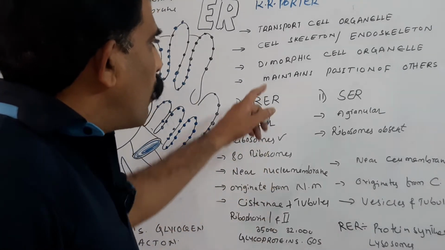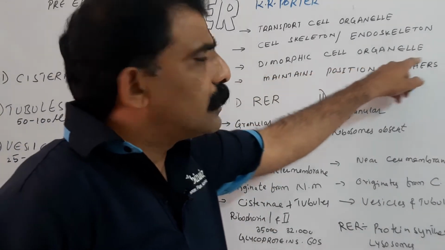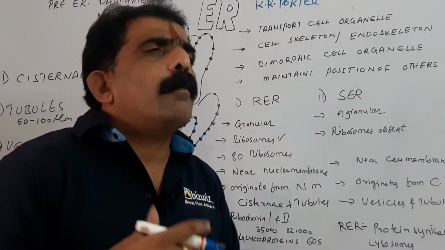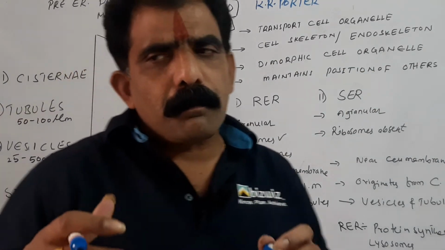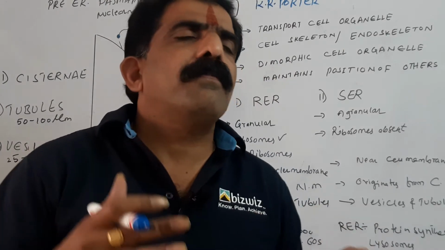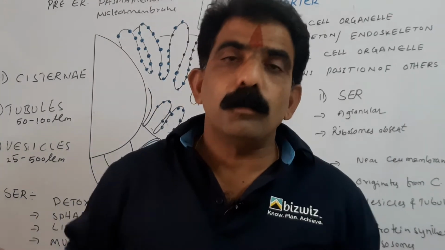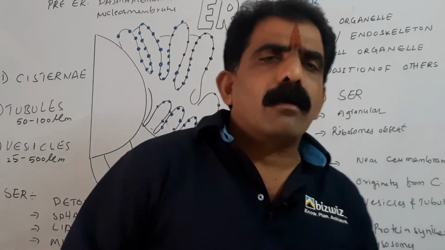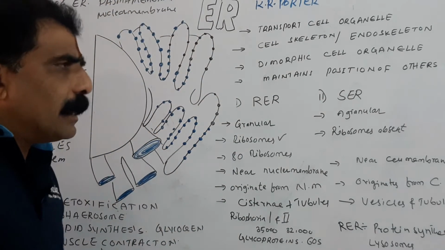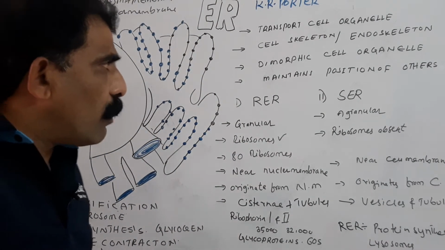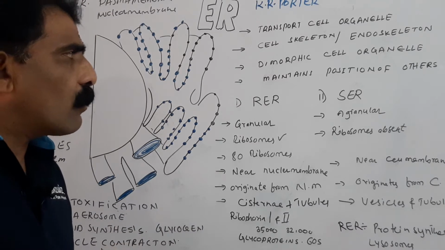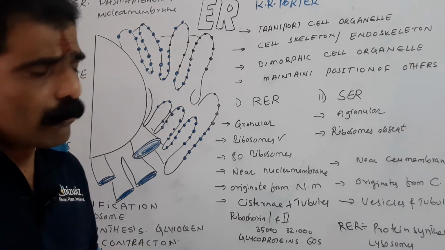Coming to this, the cell organelle is called a dimorphic cell organelle. Dimorphic means which is present in two different morphological forms, like smooth endoplasmic reticulum and rough endoplasmic reticulum. As it exhibits two morphological forms, it is called a dimorphic cell organelle, endoplasmic reticulum.